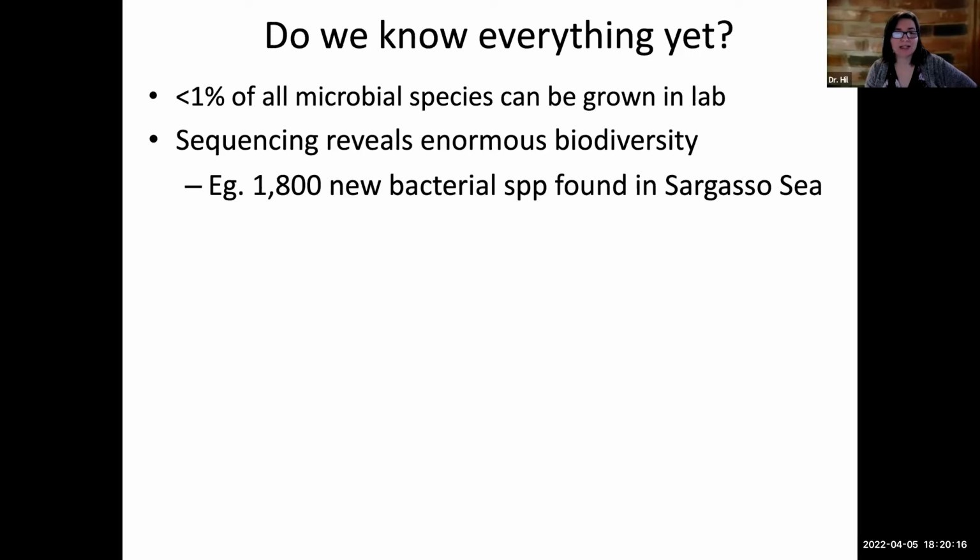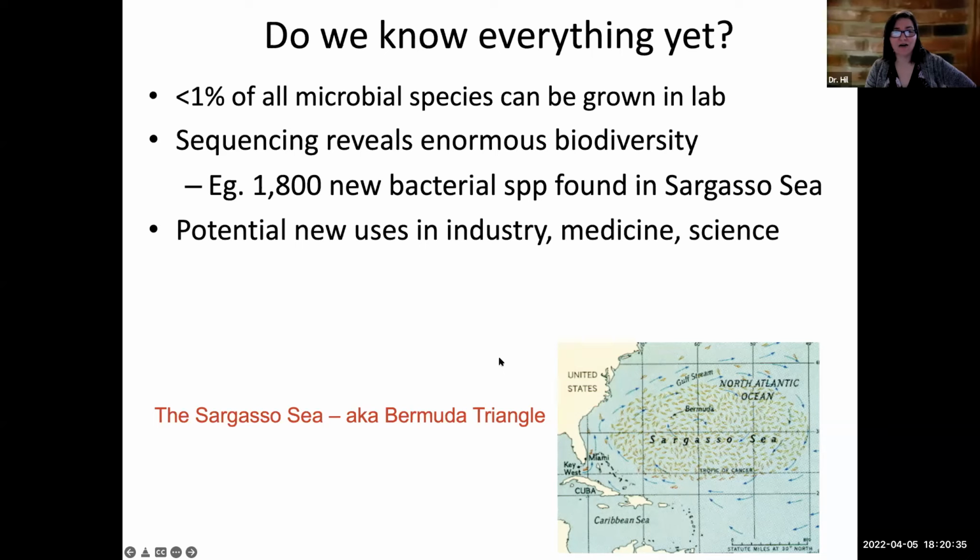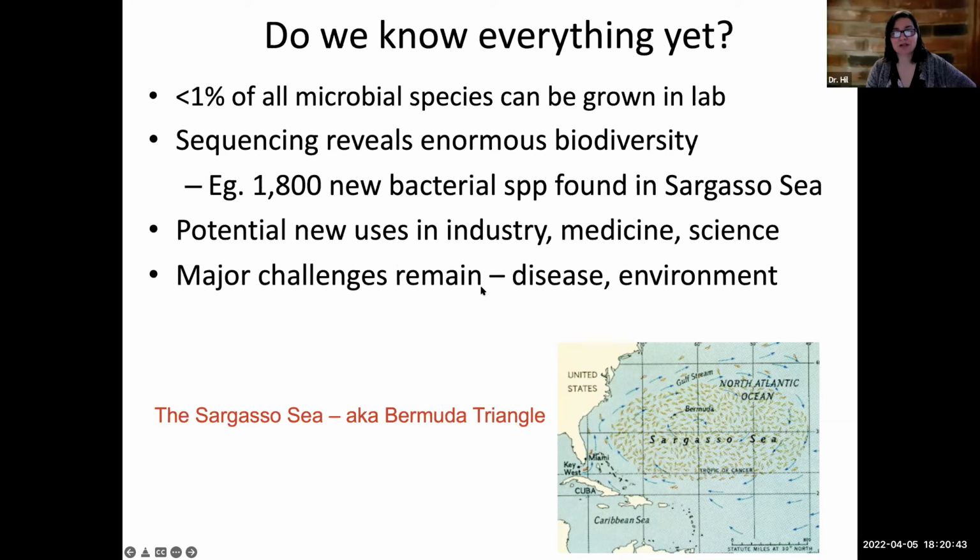Just as one example, in the Sargasso Sea, which is also called the Bermuda Triangle, just a little sample taken and analyzed by genetic sequencing revealed almost 2,000 new bacterial species that had not been previously identified. And this is just one example. There is just a ton of microbes out there that have yet to be discovered, and every one of them has potential utility in the things that matter to us.